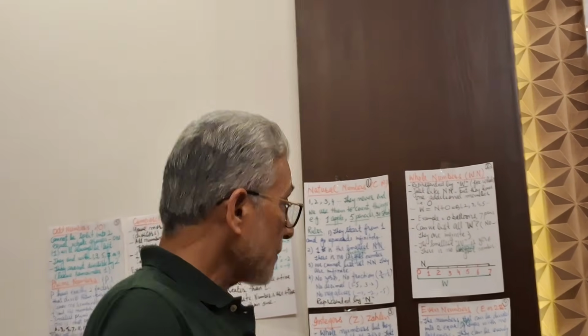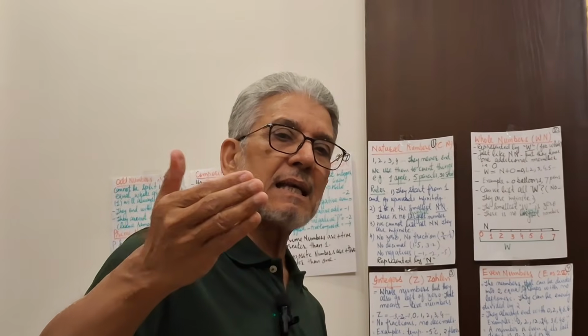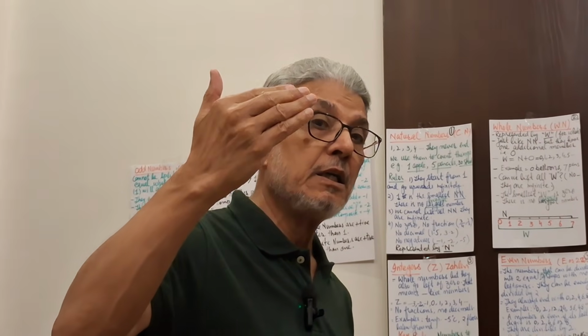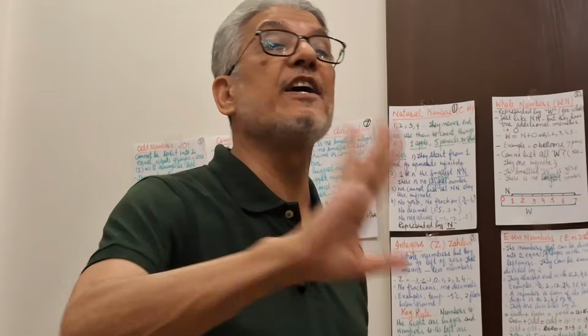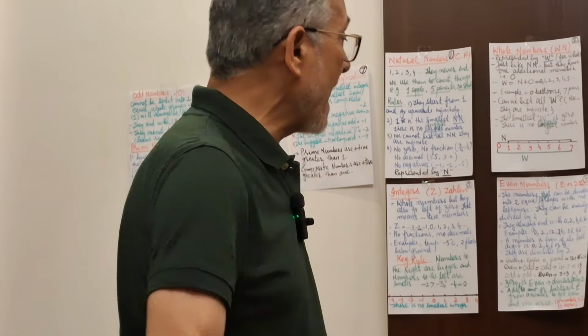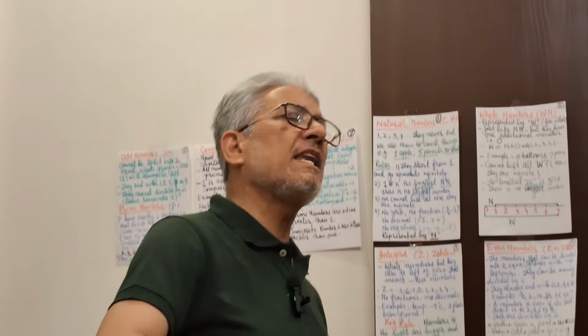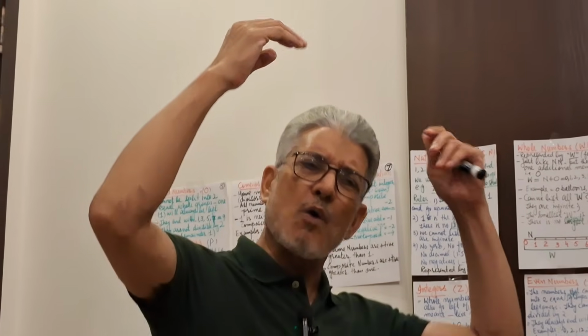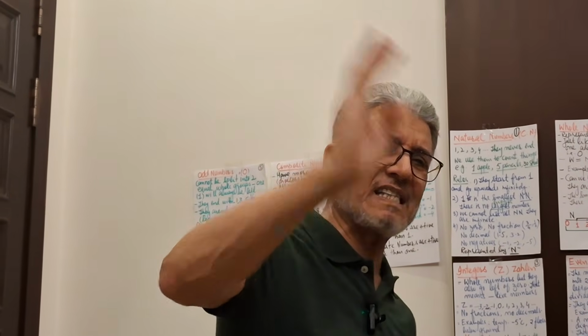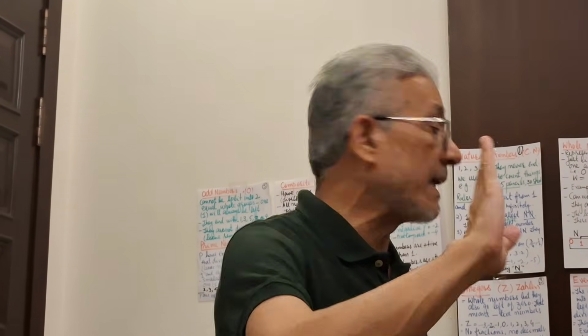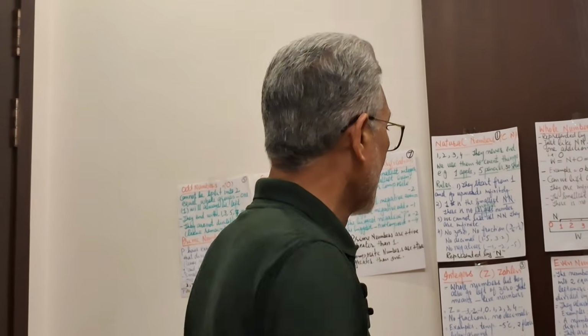Whole means no fraction, no decimal, whole numbers. An even number is a number which can be divided by 2 exactly, perfectly, leaving no remainder. And any number, any big number, no matter how big it is, if it ends with 0, 2, 4, 6, or 8, that will be an even number.